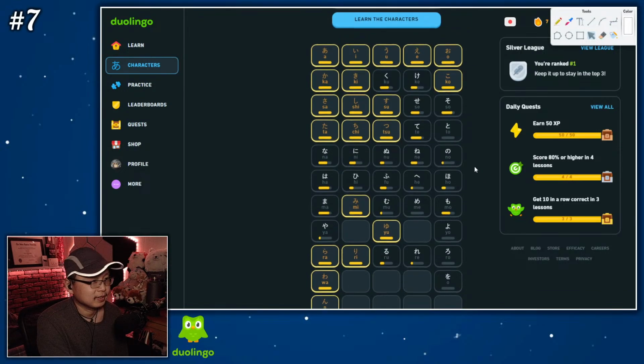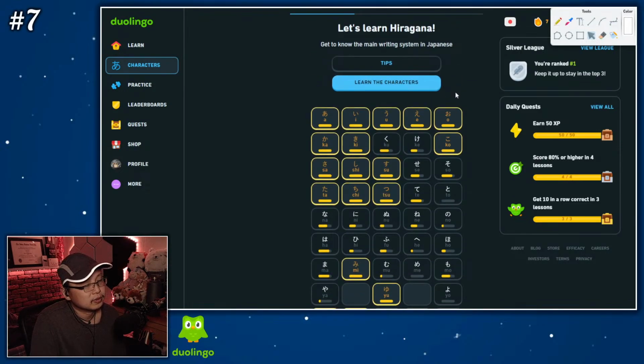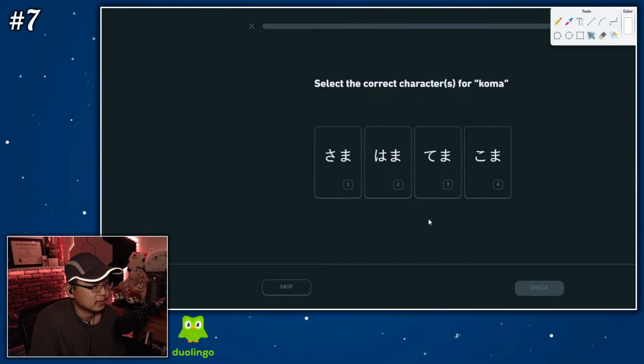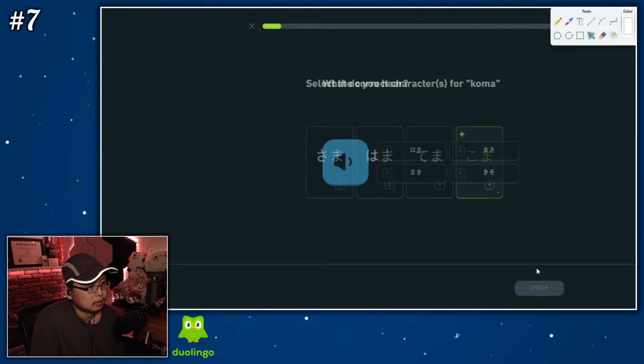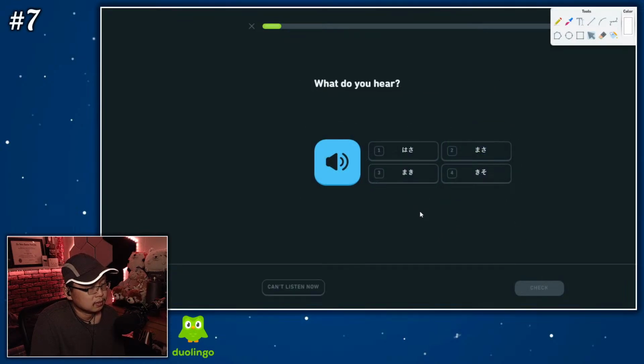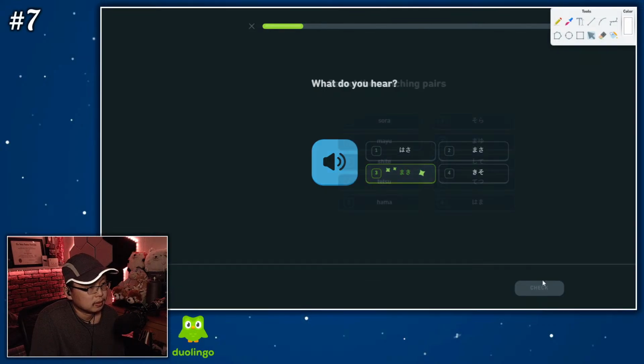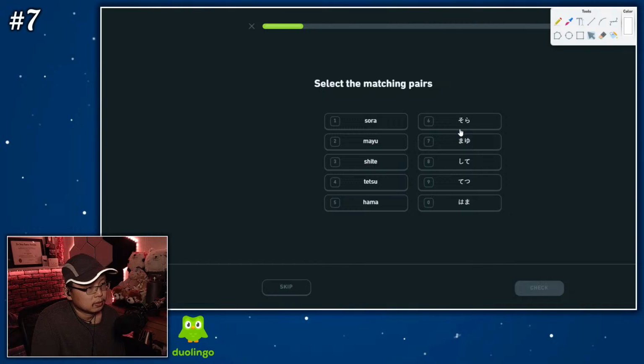One more lesson. Oh wait, there's no guarantee that it's gonna go back to those characters. That's okay. One more lesson. Oma. Maki. Sora, 空, which is sky. Mayu. 眉. Shite. して.